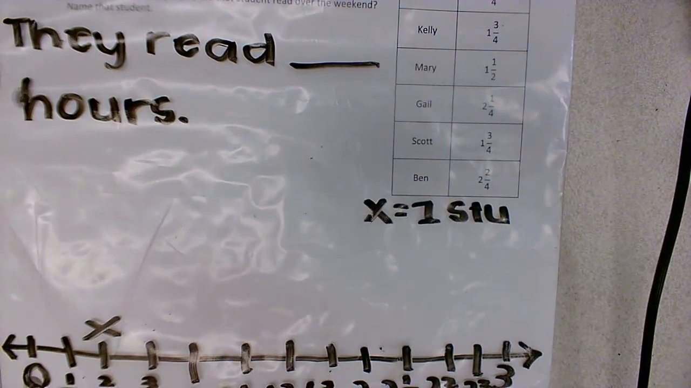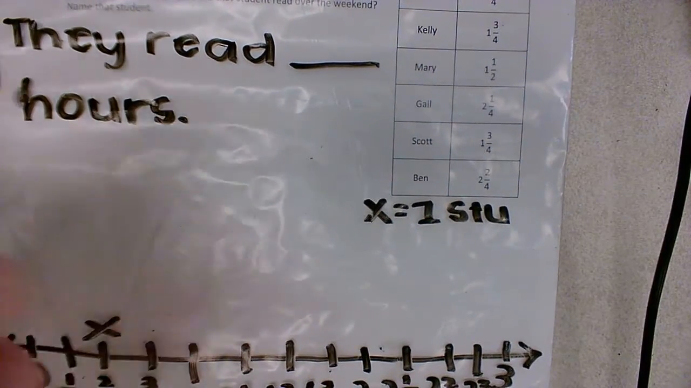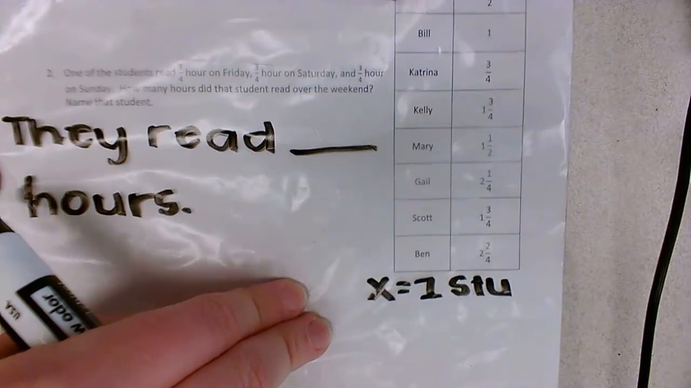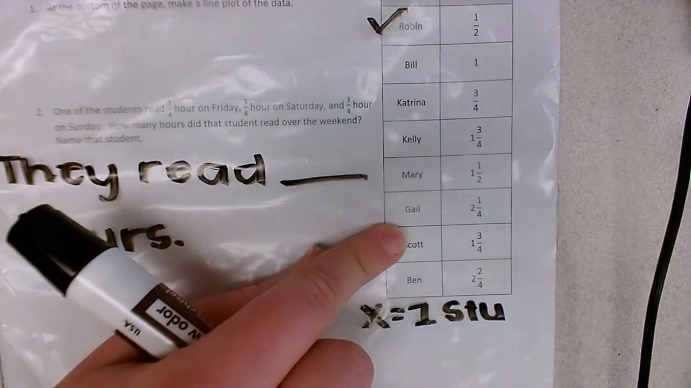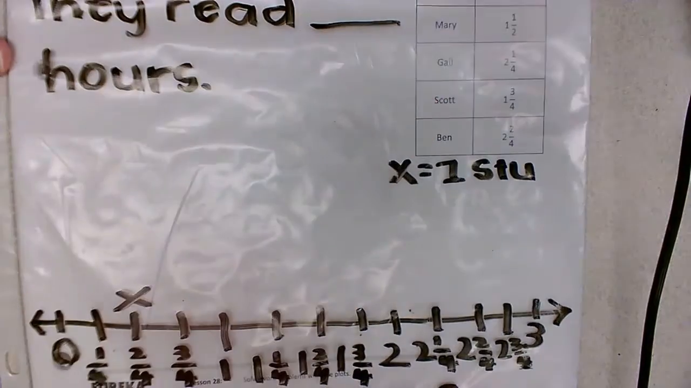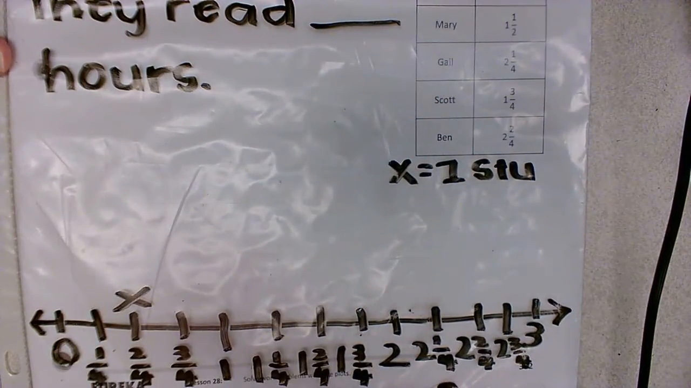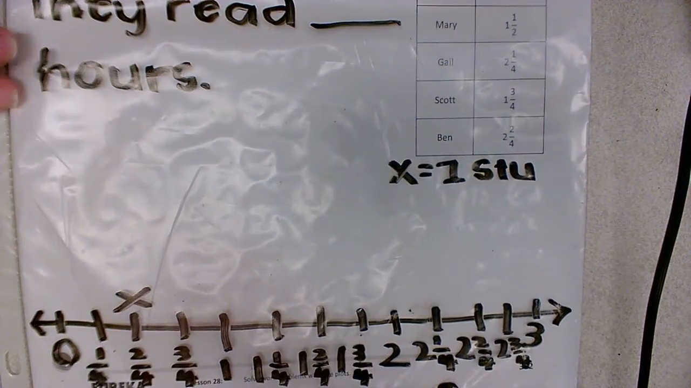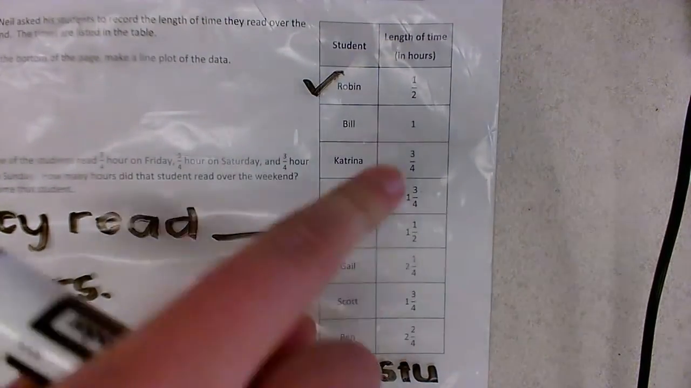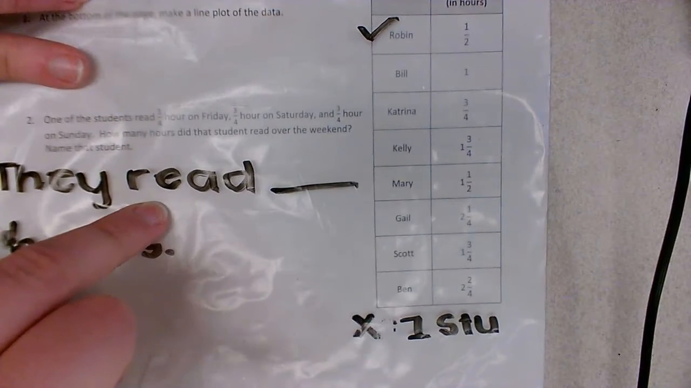And who is that student? So I have to look back at my data and see which kid's name matches the point that we landed on our line plot. So here's the rest of your job. Finish placing the other students in the class on the line plot by drawing X's. Then go to problem number 2. Label how many hours they read and who that student was.